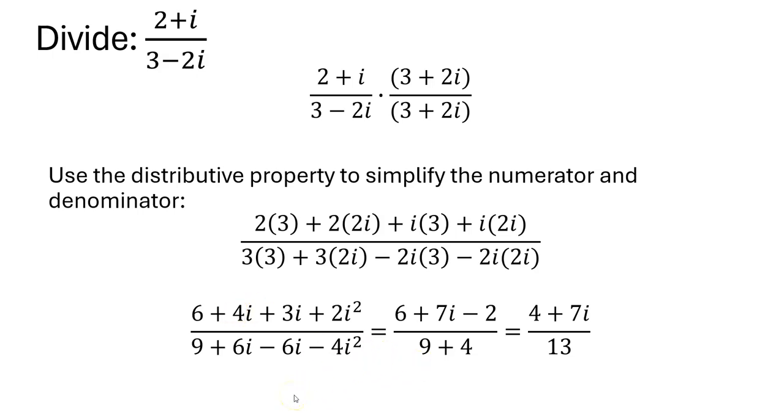So our final answer to this, when we divide 2 plus i divided by 3 minus 2i, we end up with 4 plus 7i over 13. Again, the goal of dividing complex numbers is to get the complex piece out of the denominator. Let's try another one.